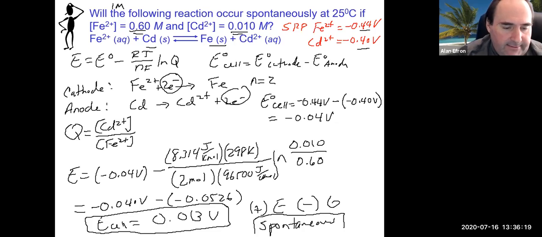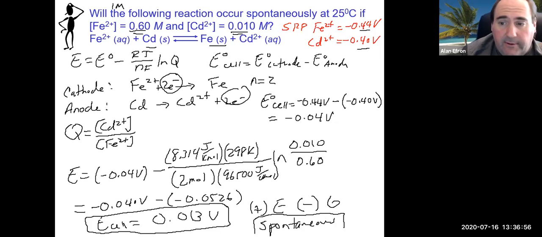Again, a reminder that the purpose of using something like the Nernst equation is for a situation where something is not under standard conditions. For example, in the one we finished up on last time, the concentrations were not standard. Remember that standard concentrations are usually one molar. Here, 0.6 and 0.01 are far from one molar.